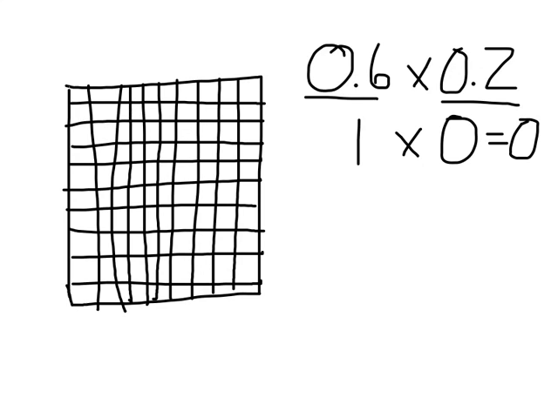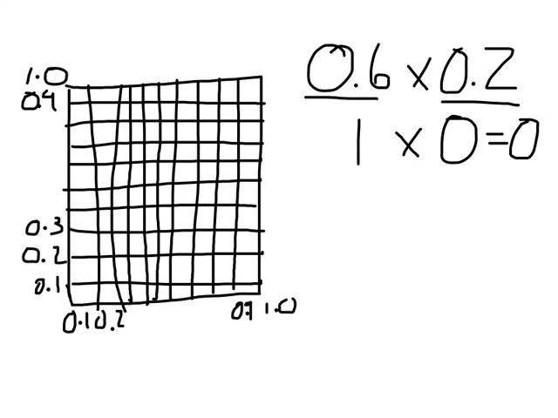The next thing I can do for this particular problem is I can model it on my grid. I can see that my grid is split into tenths each way. So on the bottom there's 0.1, 0.2, all the way to 0.9 and 1.0. And going down the side there's 0.1, 0.2, 0.3, all the way to 0.9 and 1.0. I know that area is length times width. So if I counted 1, 2, 3, 4, 5, 6/10 over and 1, 2/10 up, I could find the area of a rectangle that would show me what 6/10 times 2/10 is.